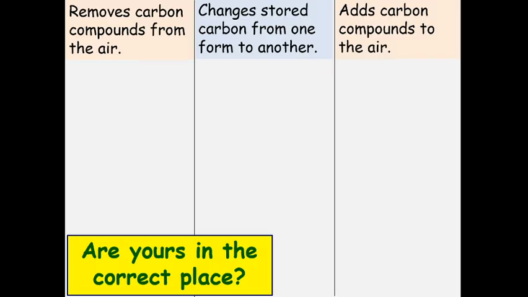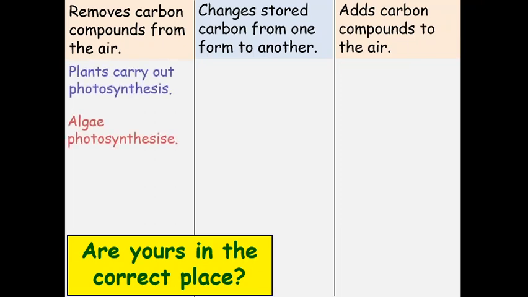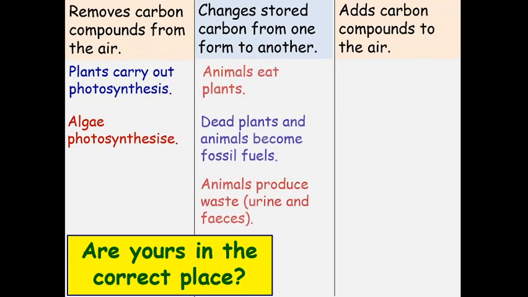So now we're going to look at the answers to the title sorting exercise. Okay, first of all, under removes carbon compounds from the air, you should have two titles only, which are plants carry out photosynthesis and algae photosynthesize. Under the heading changes stored carbon from one form to another, you should have three titles, which are animals eat plants, dead plants and animals become fossil fuels, and animals produce waste, brackets, urine and feces.